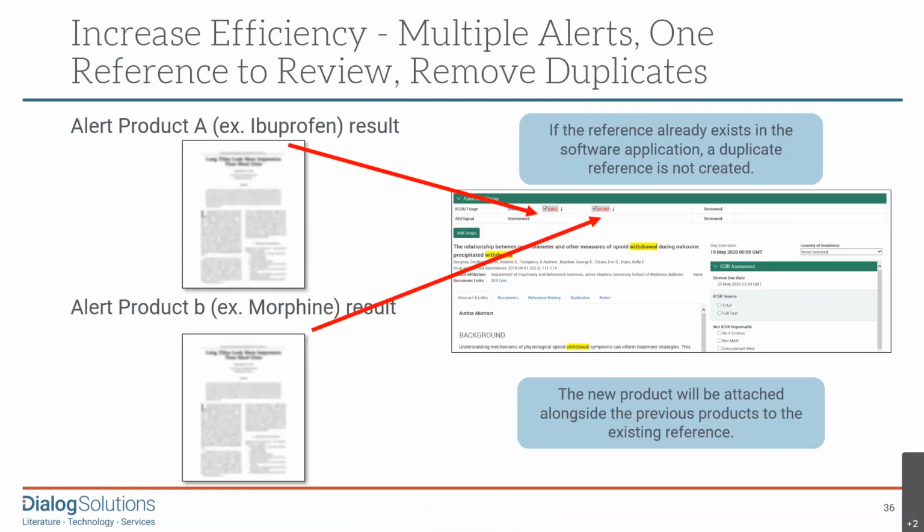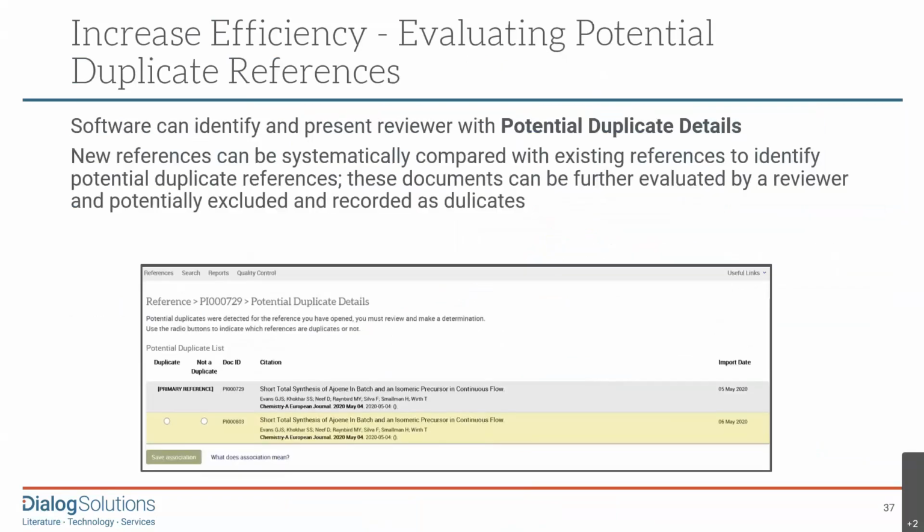So in this schematic here, there's an alert for product A, ibuprofen, and there's an alert for product B. And the article discusses both products. Therefore, it's sent to the software twice. So what the software does is it keeps one version of the reference and tags the reference with the multiple drugs, so that there is one instance of the reference and you're not clogging up the system with duplicates. Now, some aggregators have better deduplicating processes than others. They are not all equal.